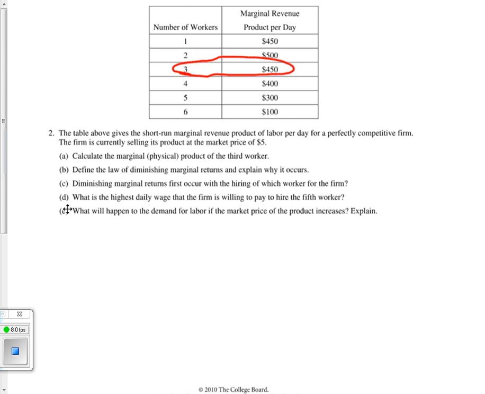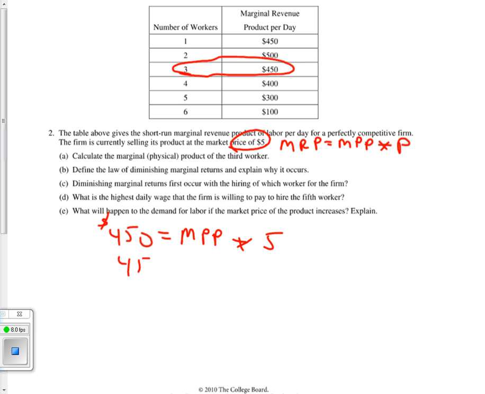Now, what we have to remember is that MRP equals MPP times price. So the marginal revenue product per day is $4.50. What we're looking for is marginal product, which we don't know, times the price, which we do know is $5. So $4.50 divided by 5 equals 90 units. It doesn't say to explain, it just says calculate, and there it is, 90 units.